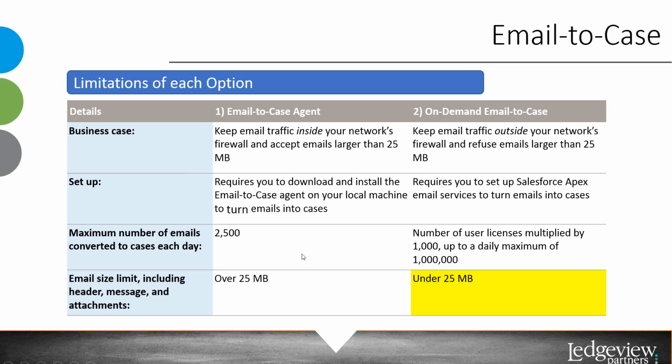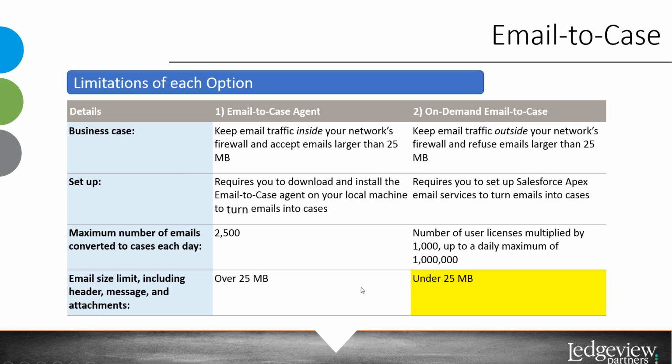A couple other things to note. There are some differences in the maximum number of emails you can process per day, though it's quite a few. It's 2,500 per day with the agent. With on-demand it's 1,000, but there are multiples based on how many user licenses you have, 1,000 per user license. So there are some differences there as far as how many you can process.